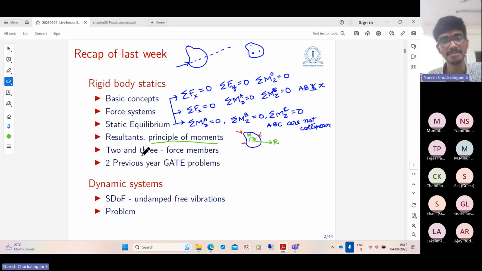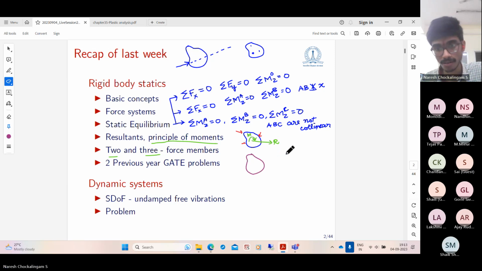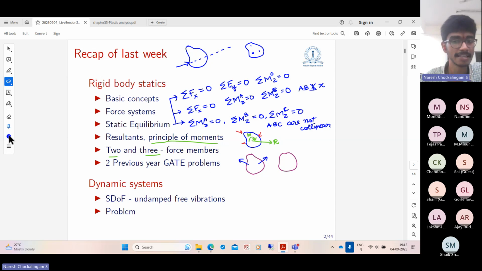We also saw special structural configurations, which are 2 force and 3 force members. In the first case, if a body is subjected to just two forces, the necessary condition for this body to be in equilibrium is that the two forces have to be collinear. So if a body is subjected to just two forces, then a necessary condition is that the two forces have to be collinear. So the other force has to be.